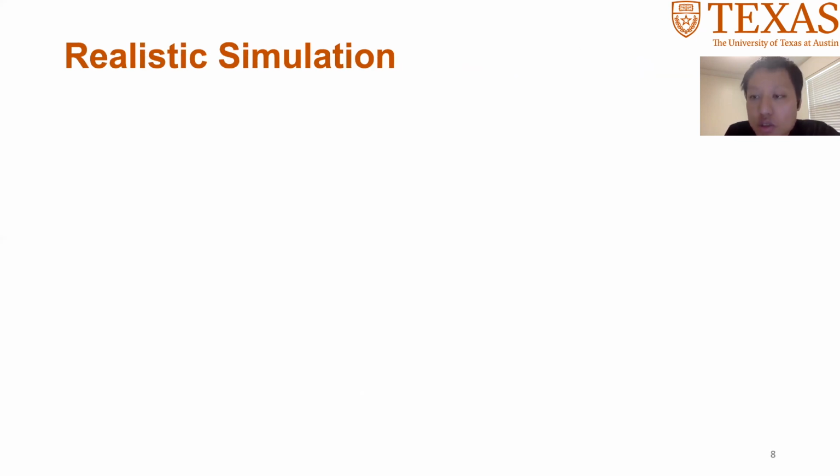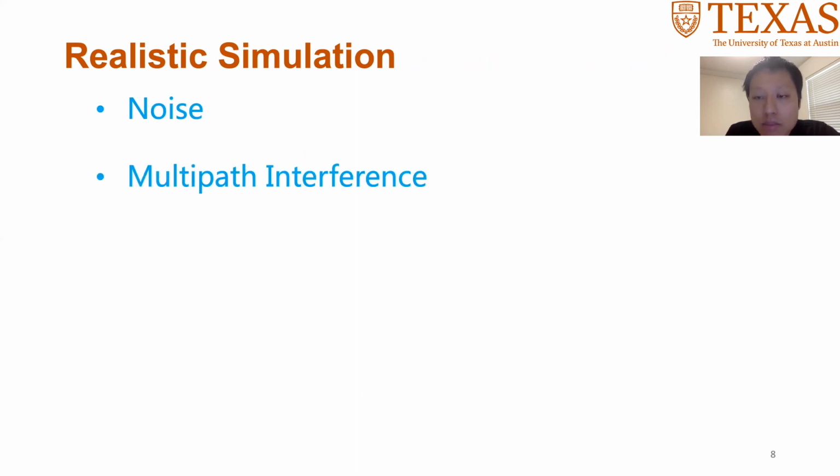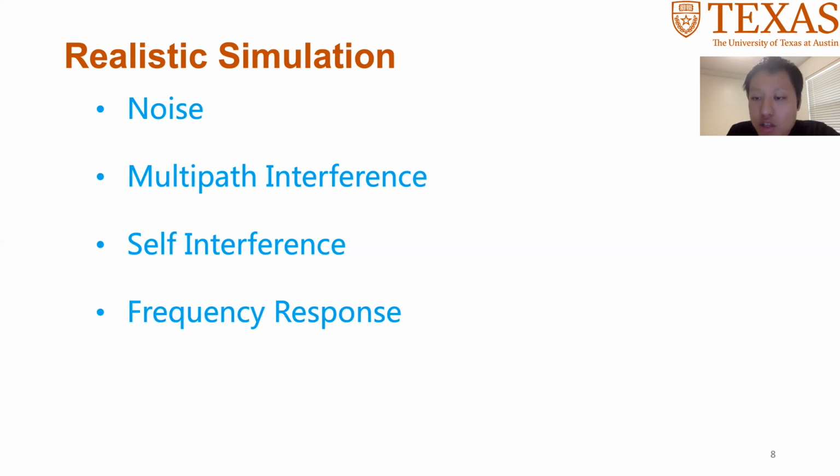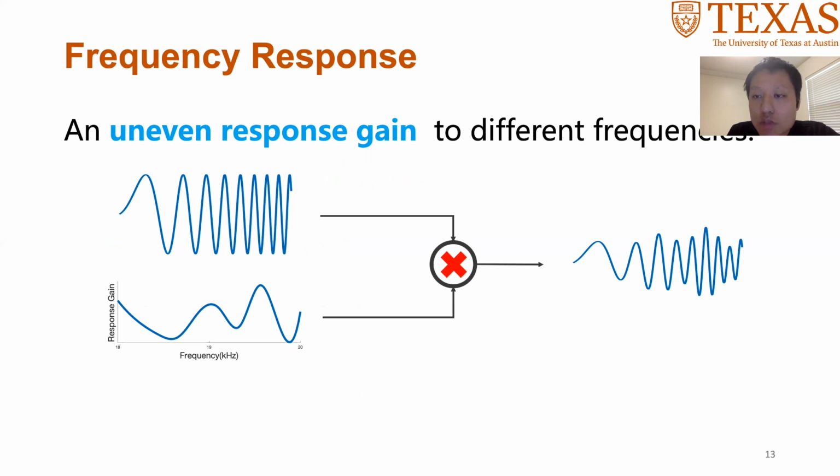First, we consider white noise with different energy levels. Then, we take into account multipath interference caused by nearby reflections. We cannot neglect the direct path signal that comes from the mobile phone speaker to the microphone, which is the self-interference. Even though we perform background cancellation, we still add the residual self-interference due to the imperfect cancellation. Finally, frequency response is also critical for simulation. It represents an uneven response gain to different frequencies. As the figure shows, the standard FMCW will have different magnitude at different frequencies. We use a random spline to represent the frequency response.